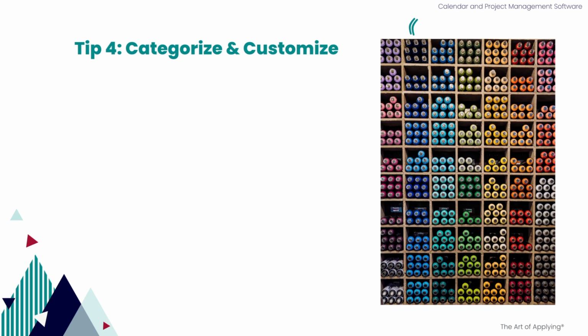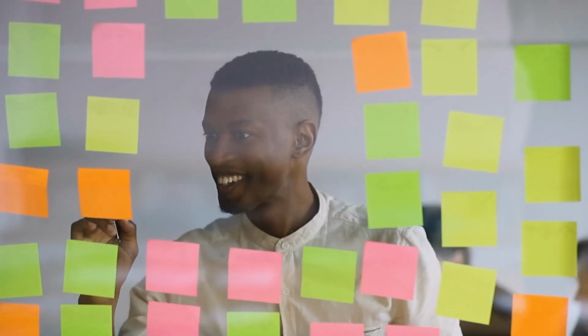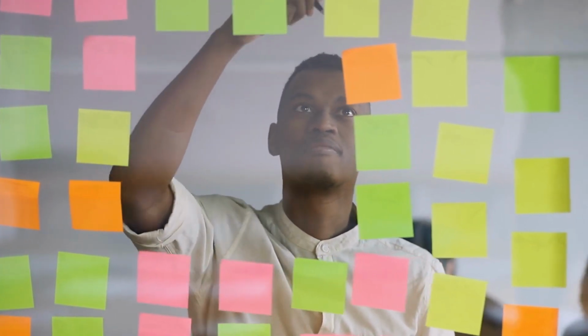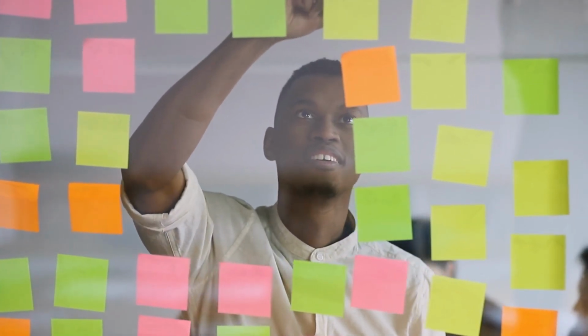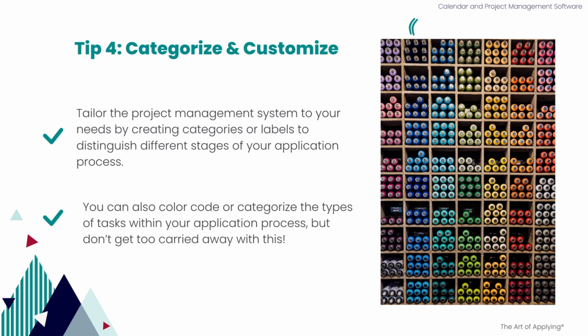Customize and categorize. So let's say you've chosen your calendar and you've chosen a project management system. Now we need to tailor the project management system to your needs. You can create categories or labels to distinguish different stages of your application process, like how we have the 8 stages of the application roadmap, or you could color code or categorize the types of tasks within your application process. Like you might have things like test related tasks or essay related tasks.